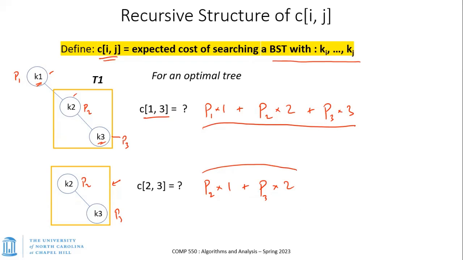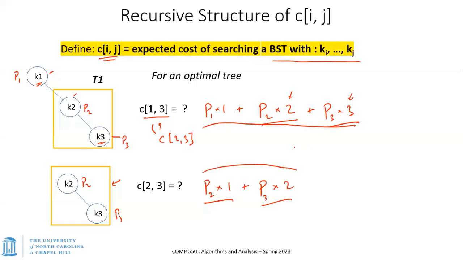Which is what you did. But let's see if somebody else can see that. Can we write C 1,3 in terms of C 2,3 as a function of that? This requires a little bit of manipulation. So you notice that you have P2 times 1 over here and P3 times 2 over here. So these have one addition because of the height. We change the height. So over here, the numbers are being multiplied by 1 more.